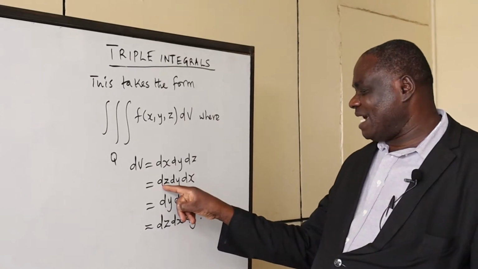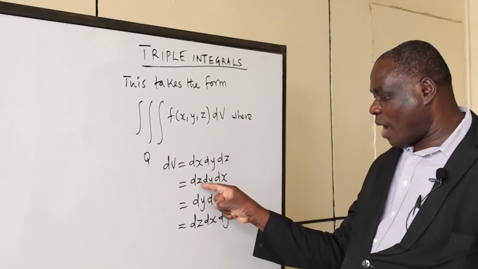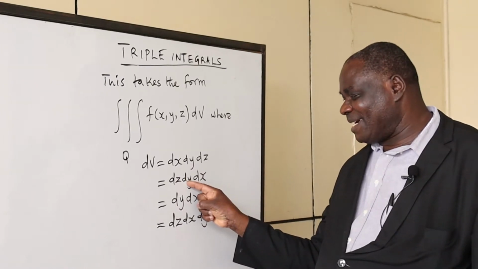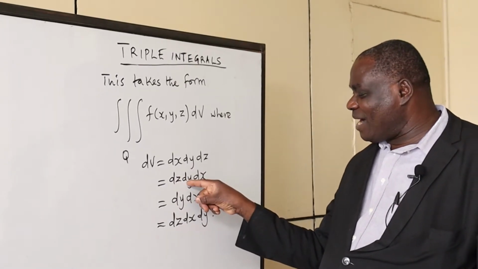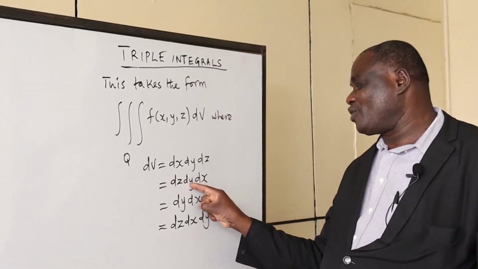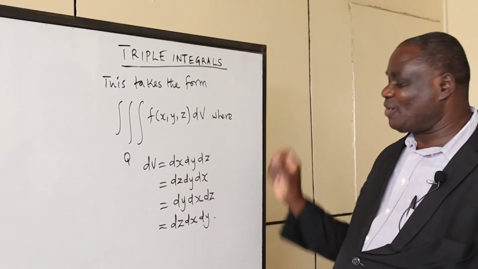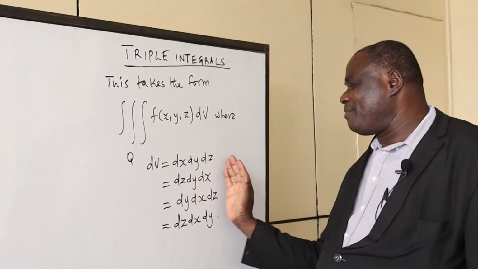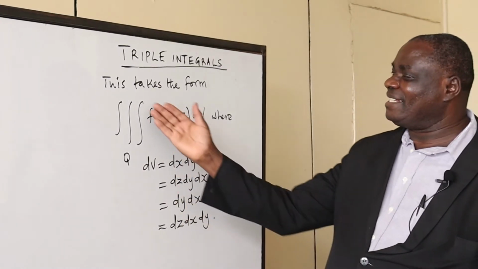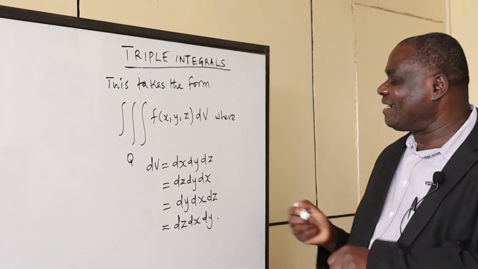Now, when you start with dz, you put the limits for z as a function of x and y. When you come to the next integral you're evaluating, dy, you put the limits for y as a function of x. And finally, you clear with x, which will be in terms of constants. So depending on the order of integration, that is what will give you limits from the solid of integration that you're trying to use.